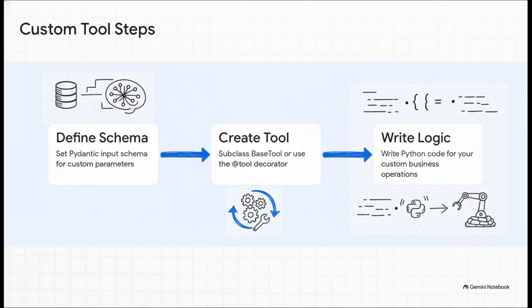Okay, so what if you want to connect the AI to your company's proprietary in-house database, something that obviously doesn't have a pre-built tool yet? Creating a custom tool is actually incredibly straightforward. It really just breaks down into 3 simple steps. First, you define exactly what inputs the tool needs. Second, you wrap it in the framework's architecture. And third, you just write the standard Python code that does the heavy lifting. Let's look at the 2 different ways you can pull this off.